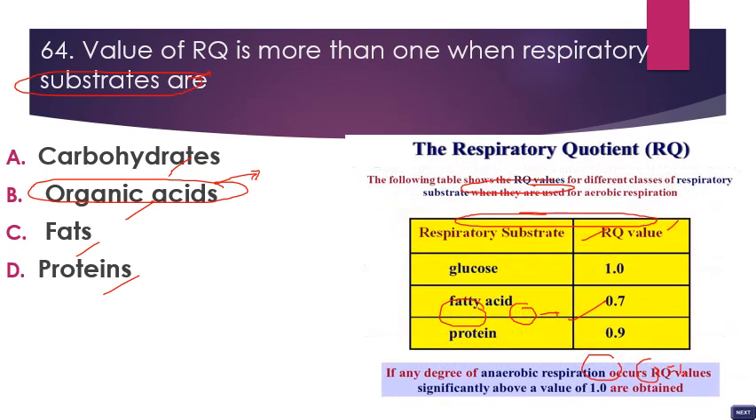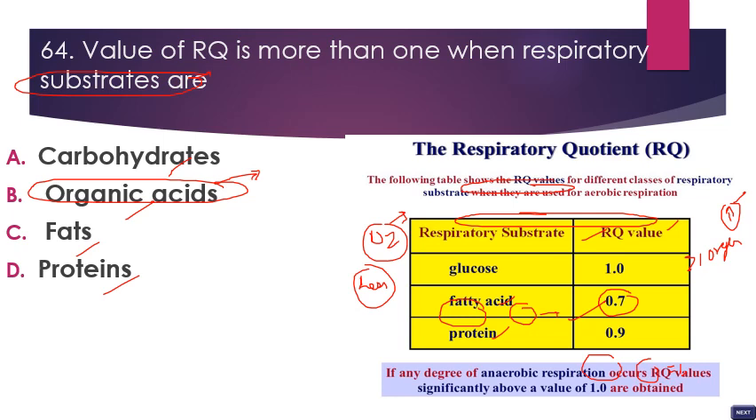If we talk about other respiratory substrate, like we have fatty acid. So fatty acid contains lesser oxygen. So it requires more oxygen to break fat down into the usable substrate. So its value is less than unity, that is 0.7. Again, its value is less than unity for proteins also, but its value is greater than 1 for organic acids, because acids contain more number of oxygen. So that's why its value is more than 1 for organic acids.